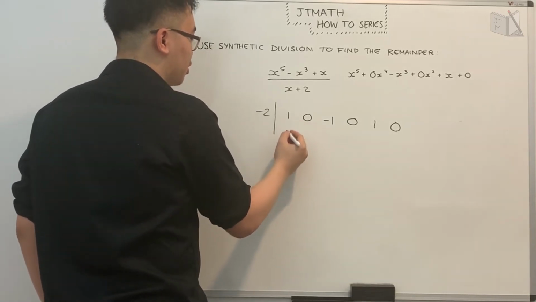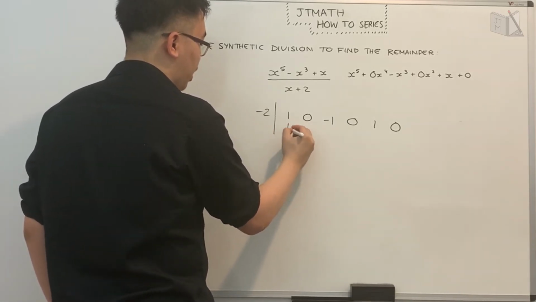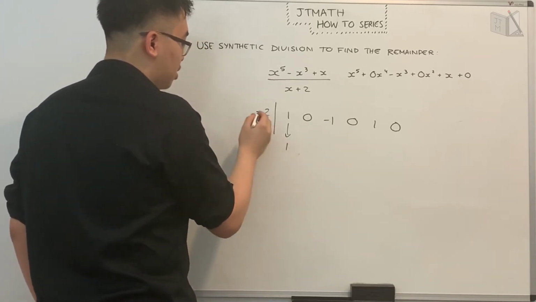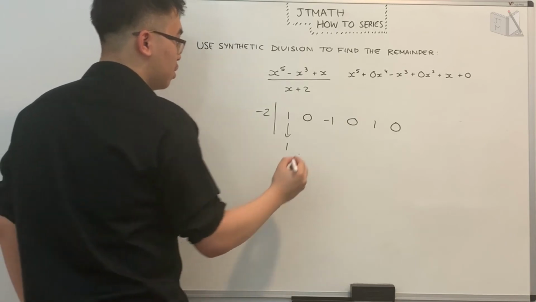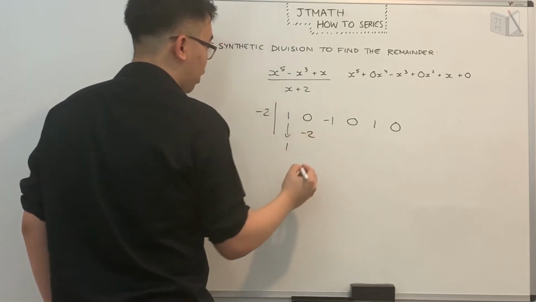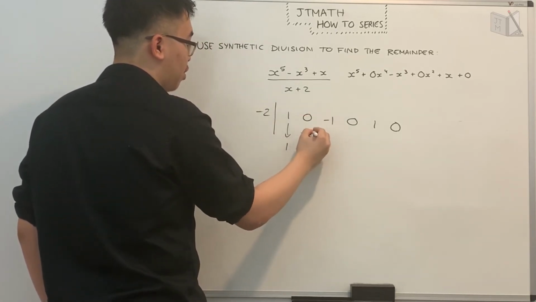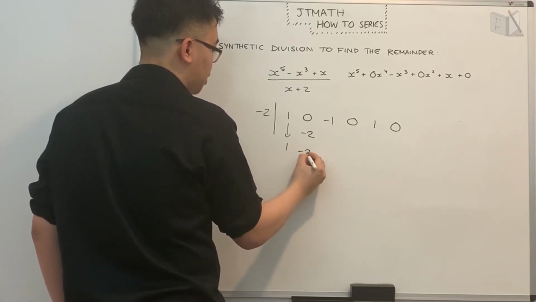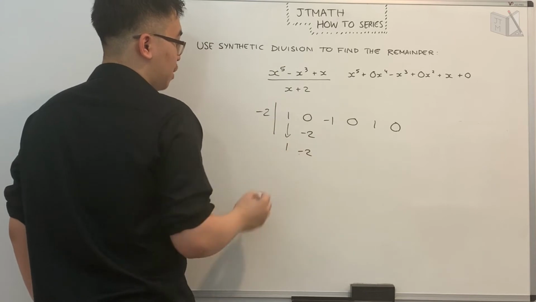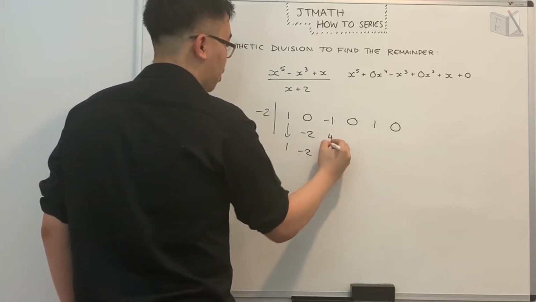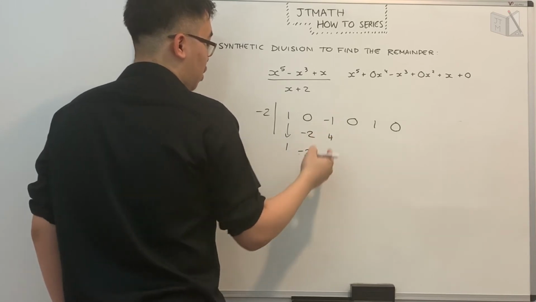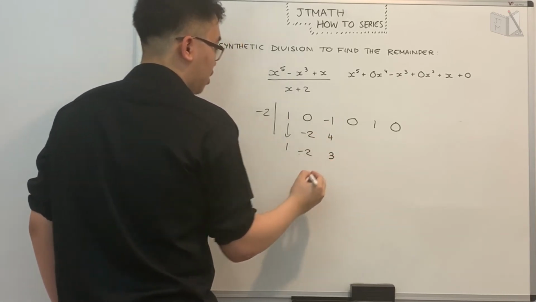So the first number, we're going to move it straight down, and it's going to be a 1. Then we take 1 multiplied by minus 2. It's minus 2, we write that here, and then we add this number and this number together. 0 plus minus 2 is minus 2. Minus 2 times minus 2 is plus 4. Once again, we add these two numbers. Minus 1 plus 4 is 3.